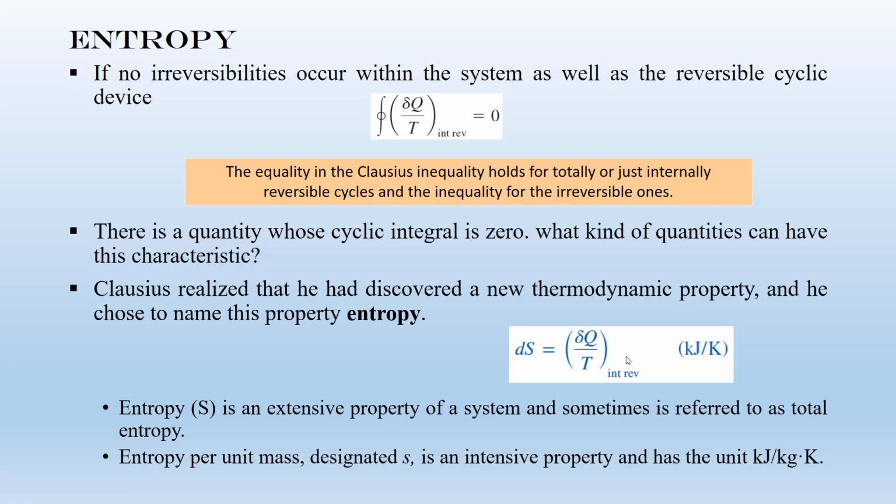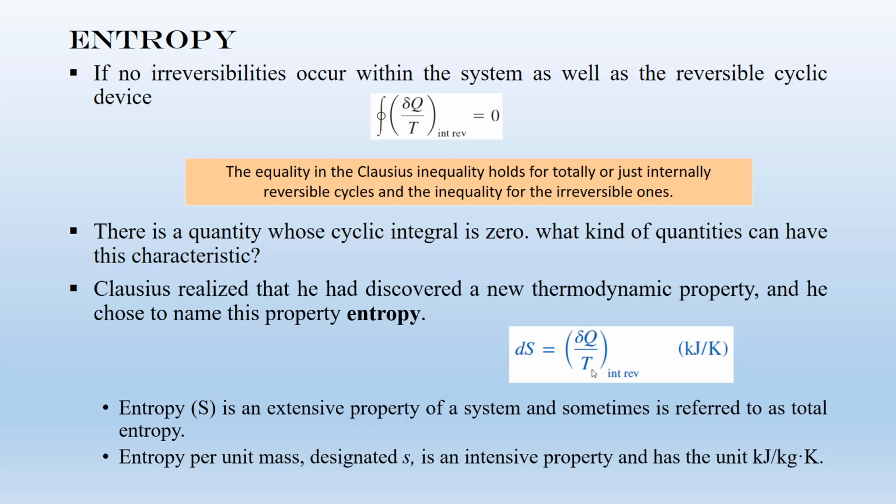Now, keep in your mind that entropy is an extensive property. Why is it an extensive property? Because its integral for a reversible process for a cycle equals 0. So it's an extensive one. What's the unit for entropy? Q is kilojoule, and the temperature is Kelvin. So the unit for the entropy S is kilojoule per Kelvin.